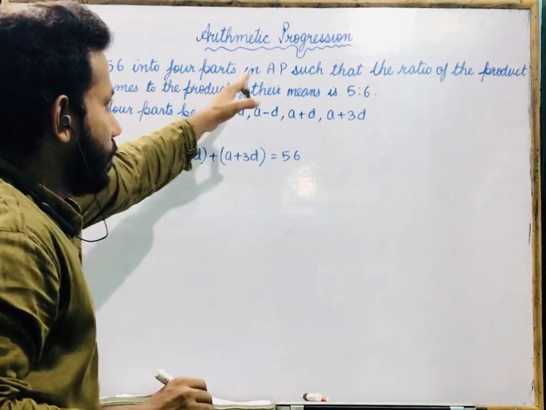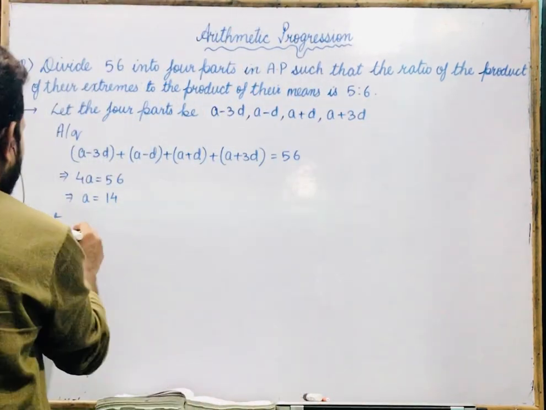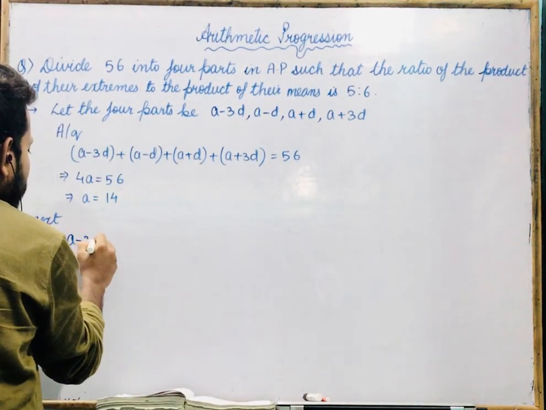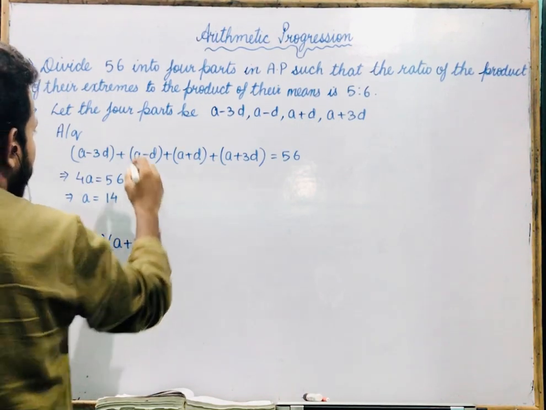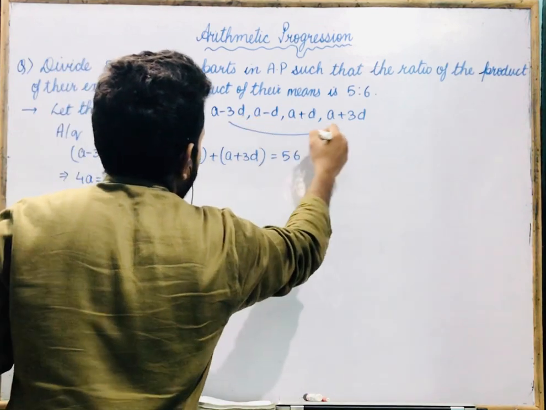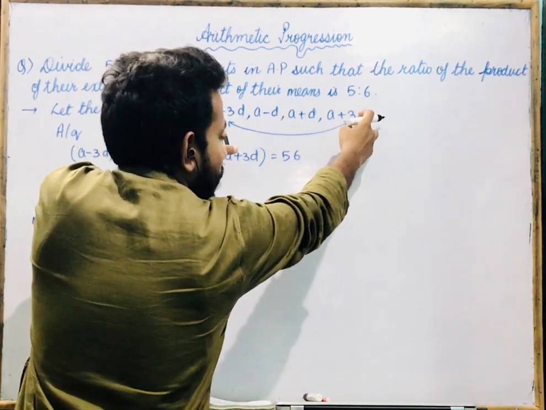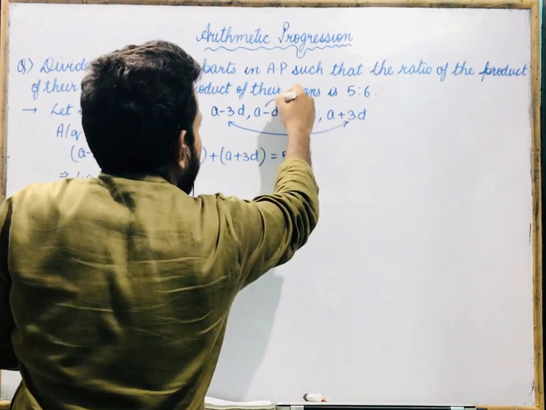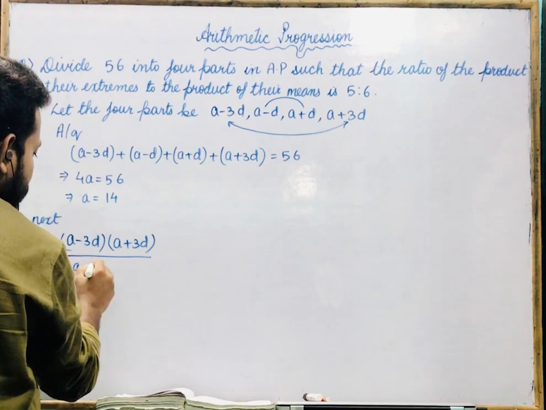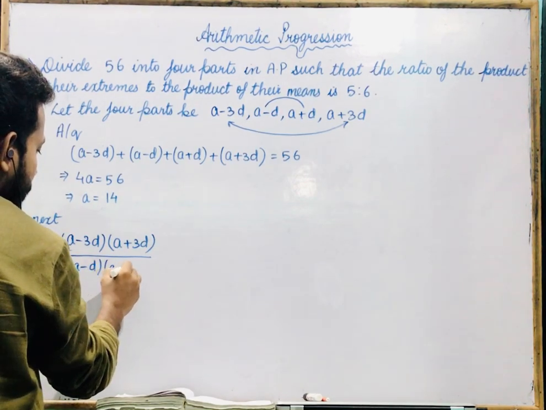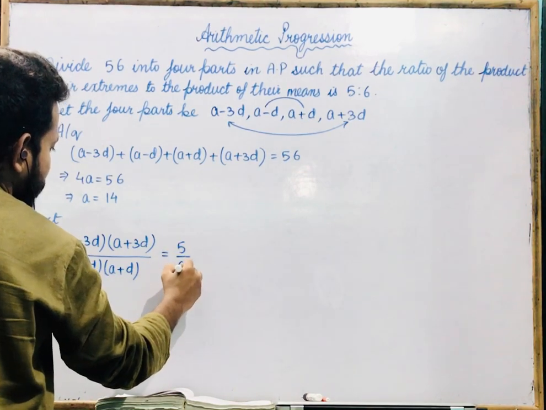Divide 56 into 4 parts such that the ratio of the product of extremes, A minus 3D into A plus 3D. These are the extremes. Extreme means at the end. So the ratio of the product of these two and these two is 5:6. A minus D into A plus D. This is equal to 5/6.